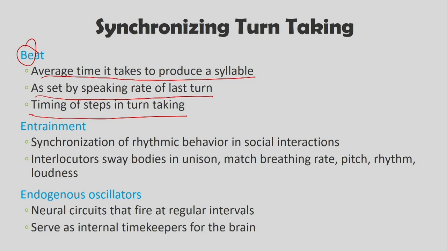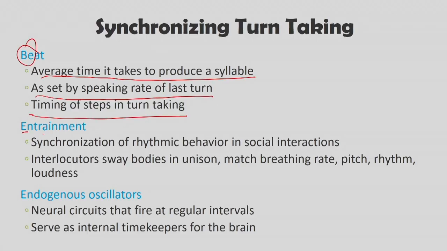So, how does the synchronization happen? Participants in a conversation synchronize their behaviors at a number of levels. First, they tend to sway their bodies in unison, and listeners match their beating rate to that of the speaker, especially at transition relevant places. Speakers also tend to match the other in terms of pitch, rhythm, and loudness. The synchronization of rhythmic behavior in social interactions is known as entrainment.